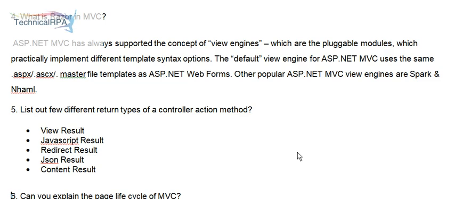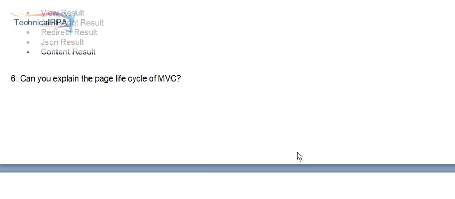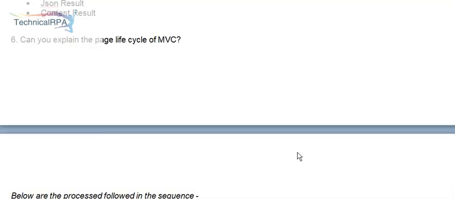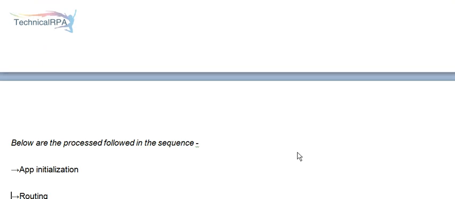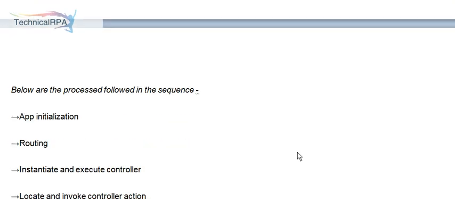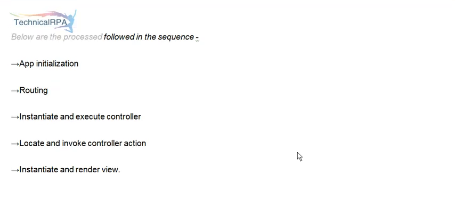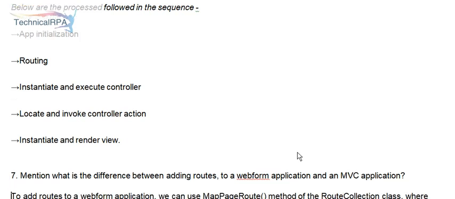5. List out a few different return types of a controller action method. View result, JavaScript result, redirect result, JSON result, content result. 6. Can you explain the page lifecycle of MVC? Below is the process followed in sequence: app initialization, routing, instantiate and execute controller, locate and invoke controller action, instantiate and render view.